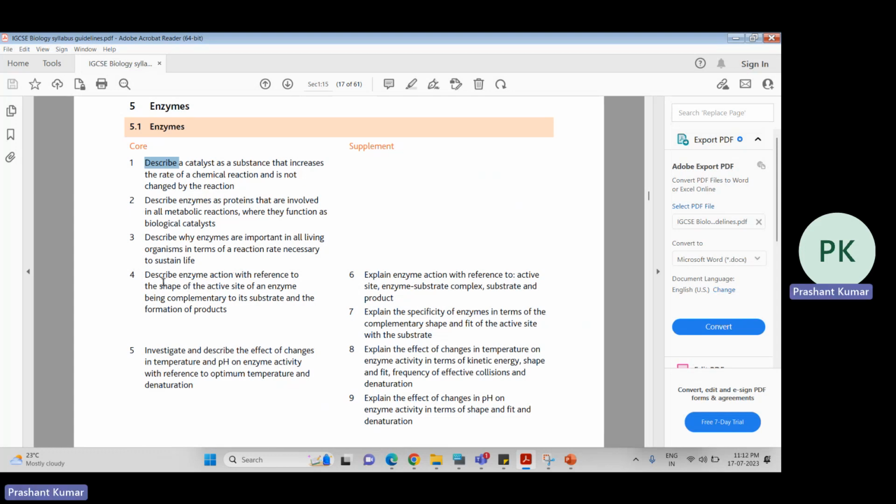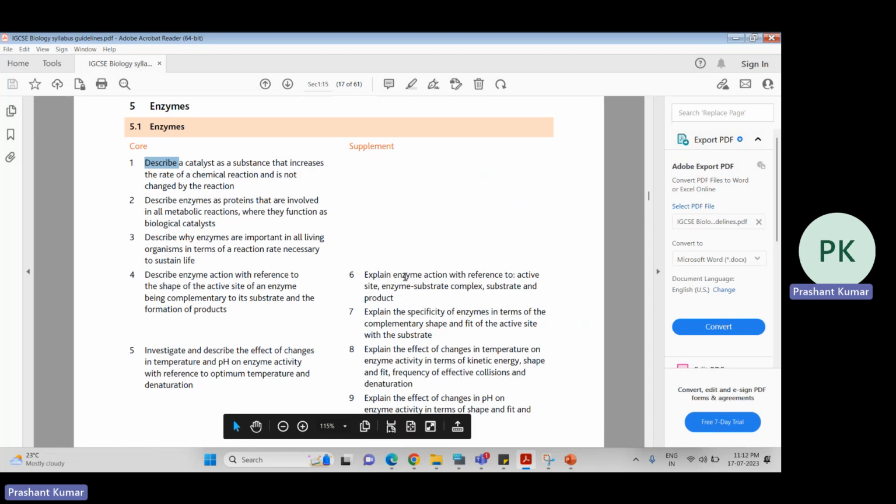Then 4, describe enzyme action. So we'll talk about how enzyme and substrate interact. Then we have an investigation to describe the effect of change in temperature and pH on enzyme activity. And we have also to discuss denaturation. So we'll see what is denaturation.